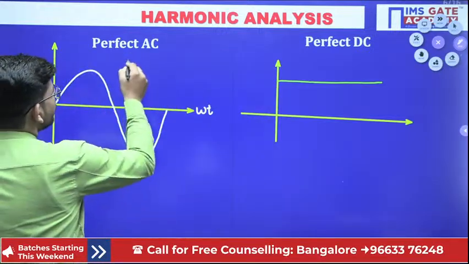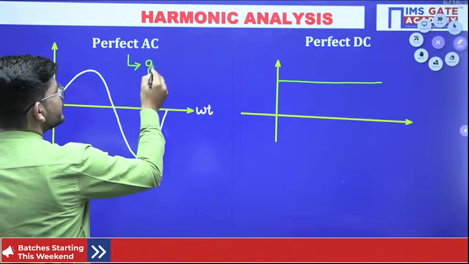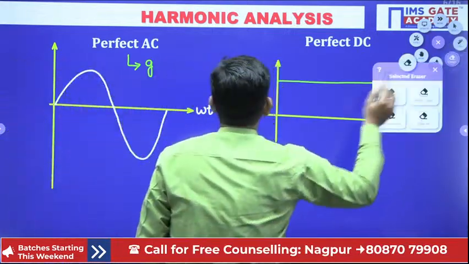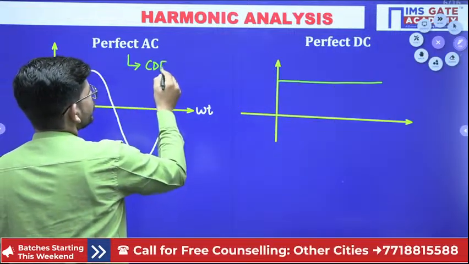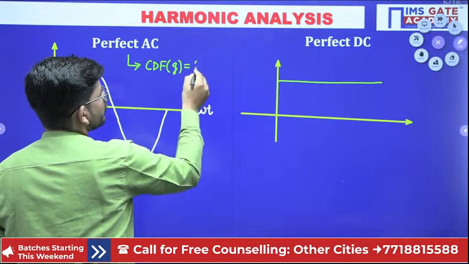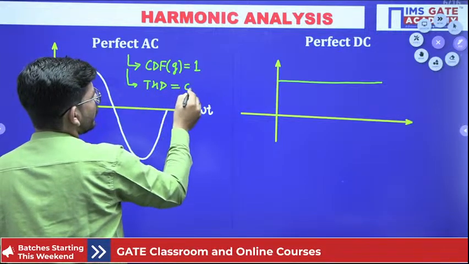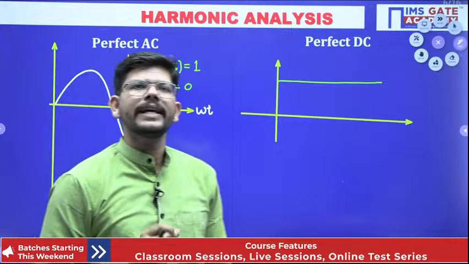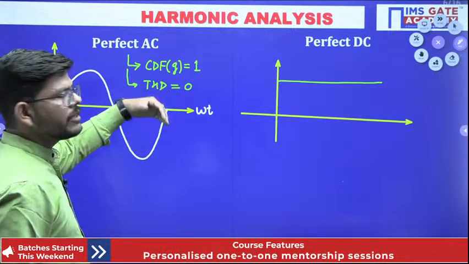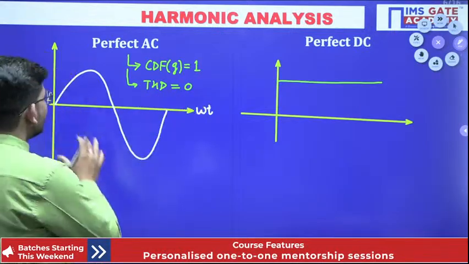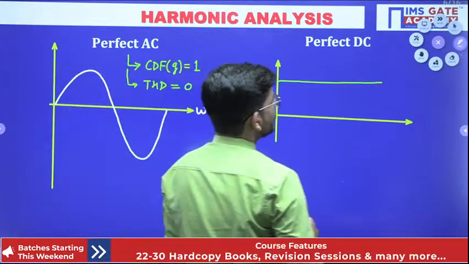In case of a perfect AC, no harmonic component is there. A perfect AC is defined as having the current distortion factor, that is G, equal to 1, and total harmonic distortion content equal to 0. This is the definition of a perfect AC, isn't it? If the CDF value is not equal to 1, less than 1, and THD is not equal to 0, having some value, we will get a polluted AC which is not following the perfect sine wave. Okay. Now we're talking about a perfect DC.